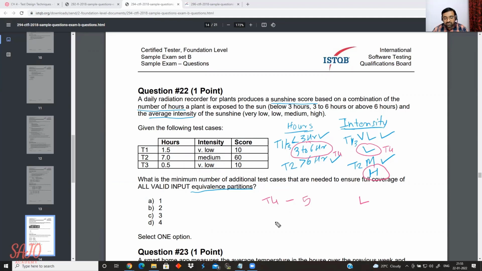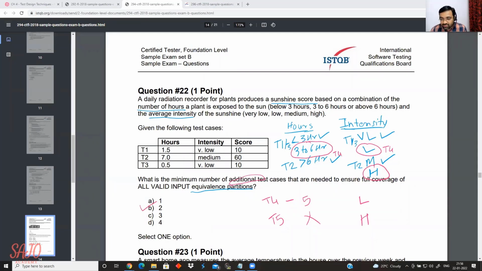Do we need one more test case now? Yes, you need test case 5 also, and it should cover the high intensity. The hours can be anything because you have already covered all the partitions, so you may put any value here. It doesn't matter for the coverage. So how many additional test cases have you written? They're asking about additional test cases. You wrote 4 and 5, so you wrote two test cases. So your answer should be B here.